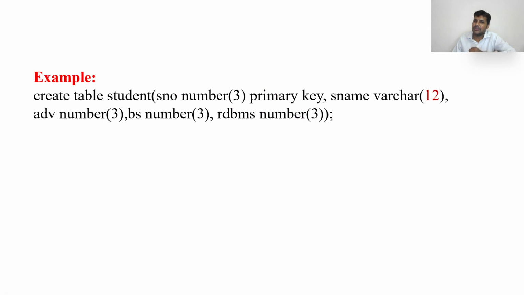I'm just saying it inversely. Directly, if I want to say, it will accept not null values, meaning empty values should not be there, and unique values. Right. Next, student name varchar 12. ADV, yes, I have taken 3 subjects. That's why I have given number. Why have I given number? Because they are marks. Advanced accounts number 3, business stats BS number 3, RDBMS number 3, right?